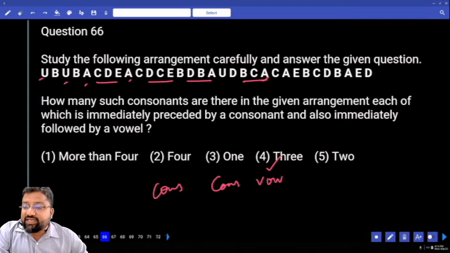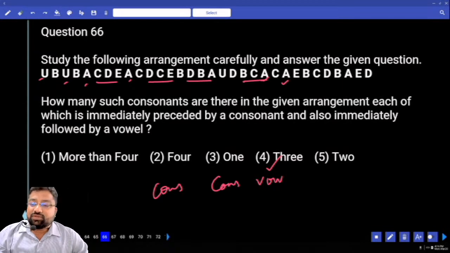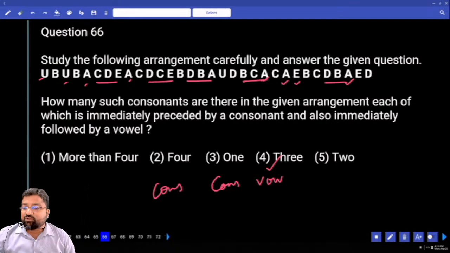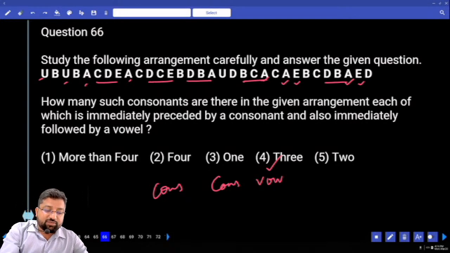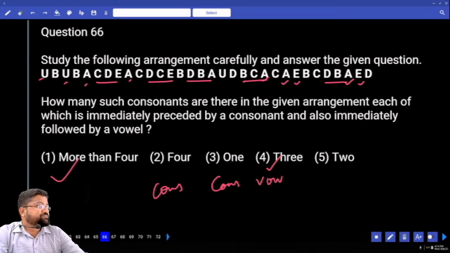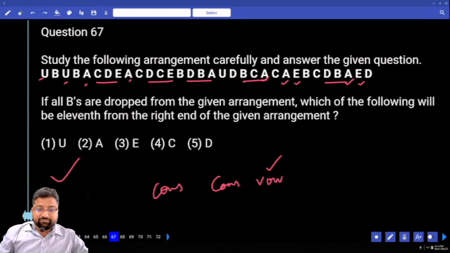Next is A. Will you go with this A? No. Will you go with this E? No. Will I go with this A? Yes. And will I go with this E? No. So what's the answer? How many places? 1, 2, 3, 4 and 5. There's one option which says more than 4.